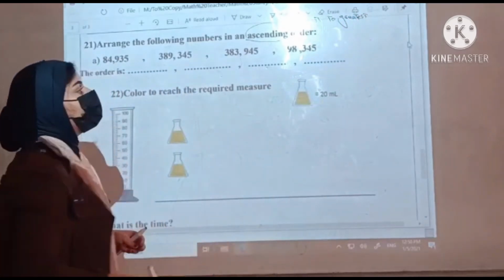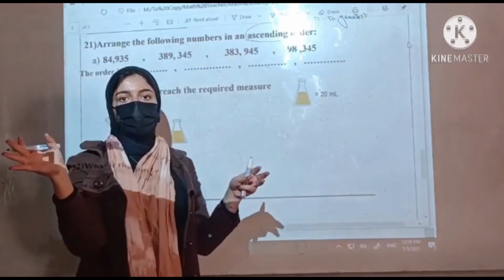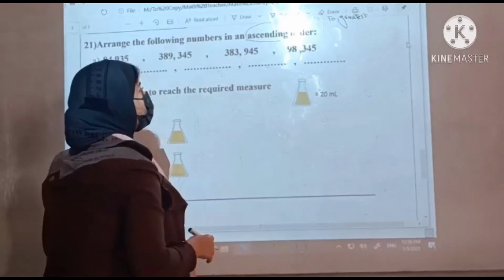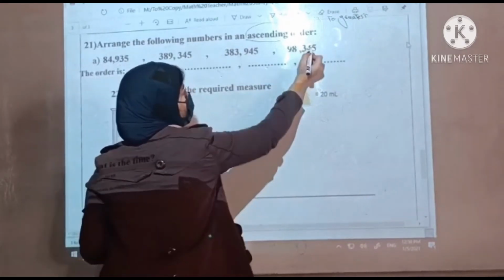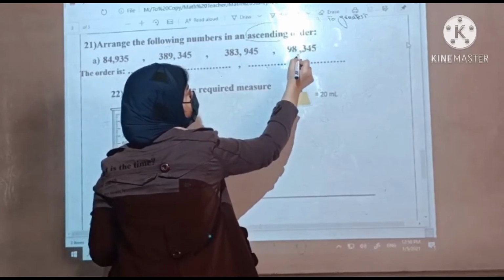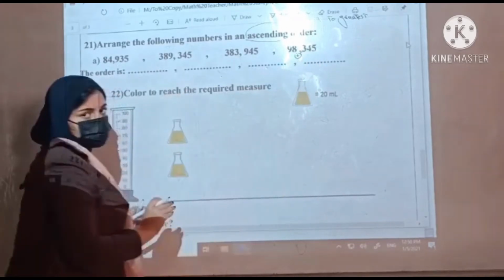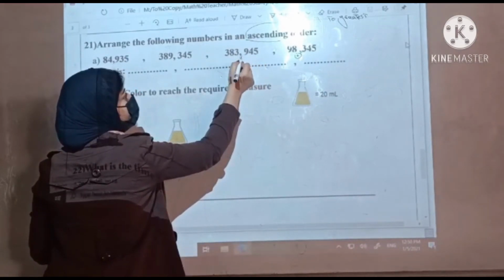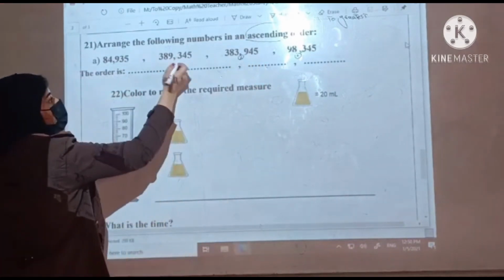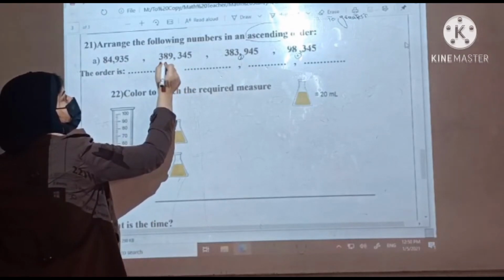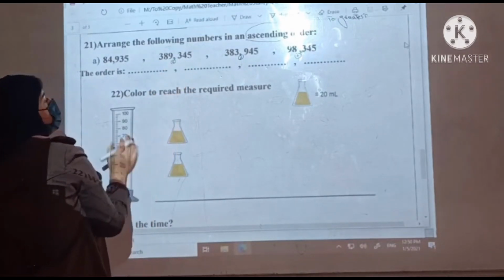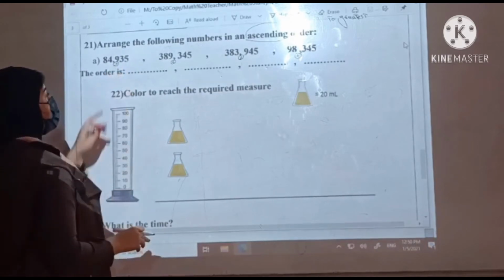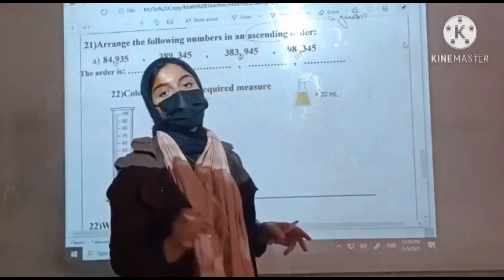Okay, so I'm gonna make what now? I'm gonna count the digits in each number. So, how many digits here? 1, 2, 3, 4, 5. So I have here 5 digits. Here, 1, 2, 3, 4, 5, 6. Here, 6 digits. Here, 1, 2, 3, 4, 5, 6. And here also 6. Here, 1, 2, 3, 4, 5. Here, 5. So here I have 5 and here I have 5 digits.